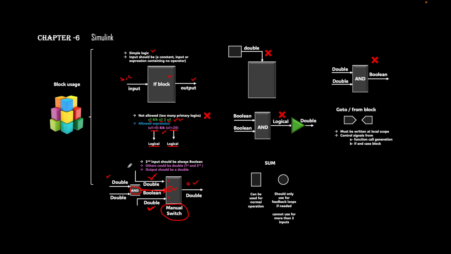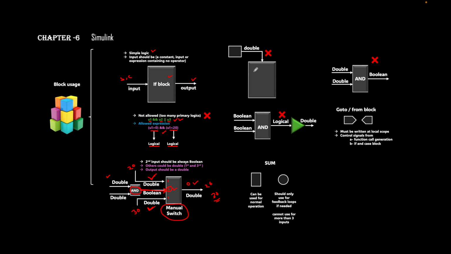Suppose in this case you have 20 over here and 30 here, then you will have 20 if the logic is true, and 30 if the logic is false. So that is how this switch statement, or manual switch, works.